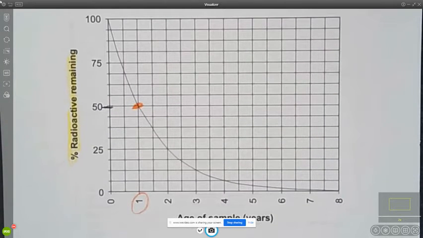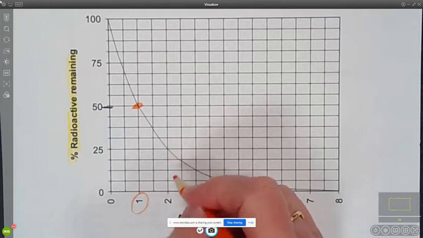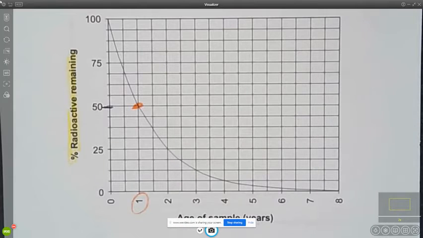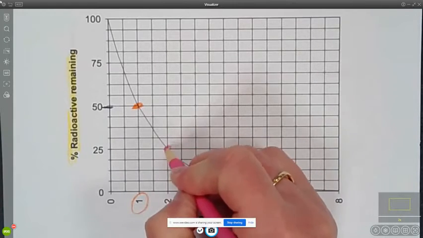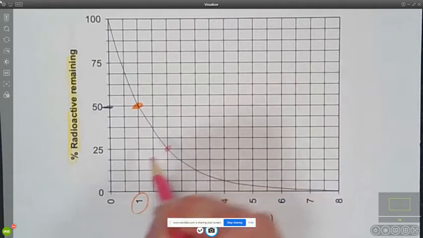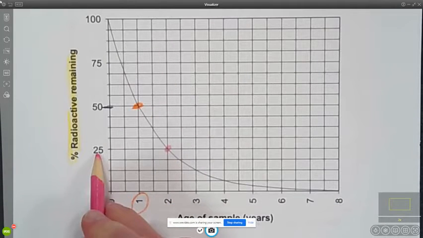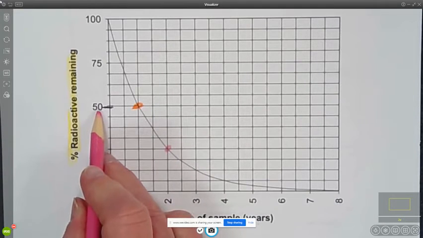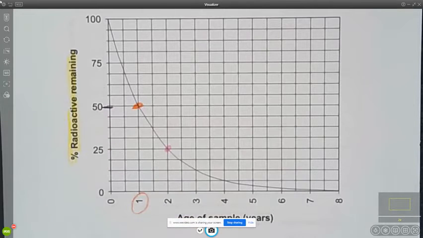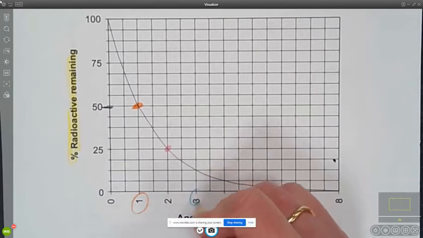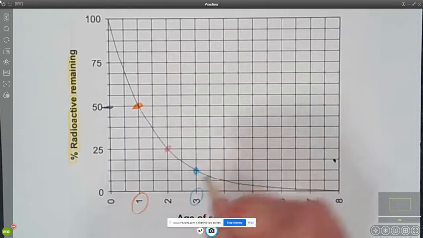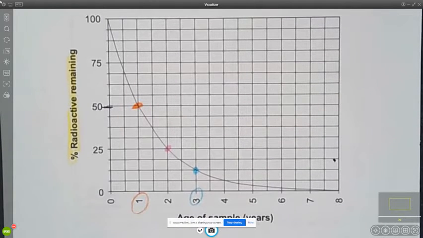Well, we can follow that through. If I look at year 2, another year, that ought to be half of that material. And here we've got 25%, which is half of the 50%. And we can continue over here and look at, after 3 half-lives, I would have half of the 25%, or 12.5% of the material left.